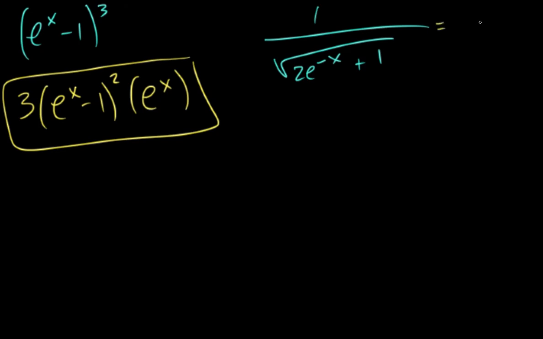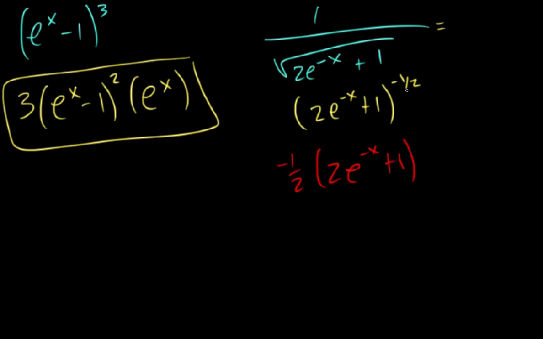This one we're going to rewrite, so it's up top. So it's going to be 2e to the negative x plus 1 raised to the negative 1/2. So we didn't take the derivative, we just rewrote the original. Now when we're taking the derivative, we bring this down in front, rewrite the inside, drop this by 1, and then multiply by the derivative of the inside. So that's going to be negative 2e to the negative x.